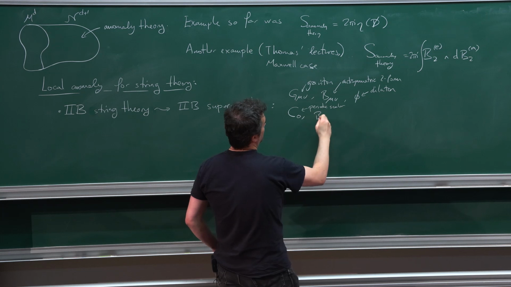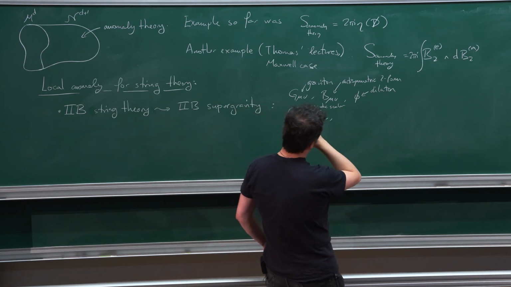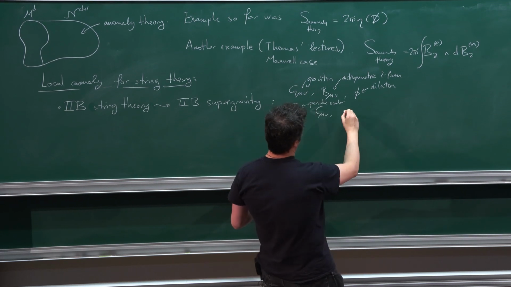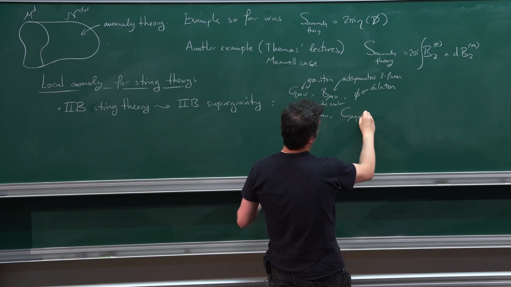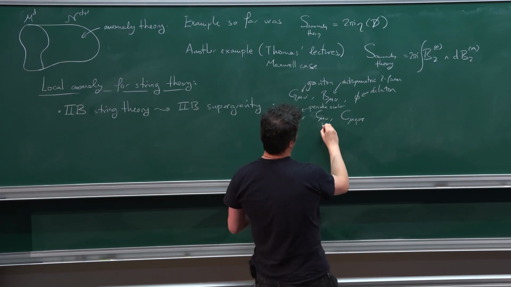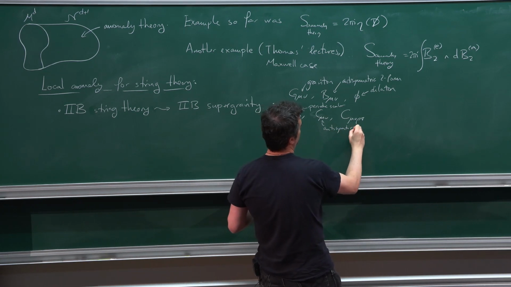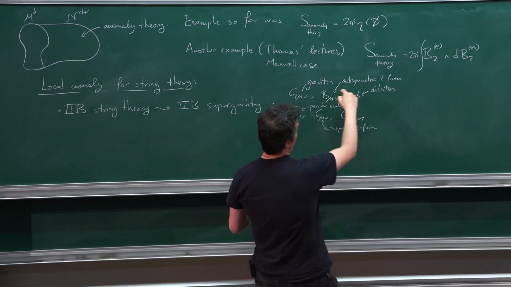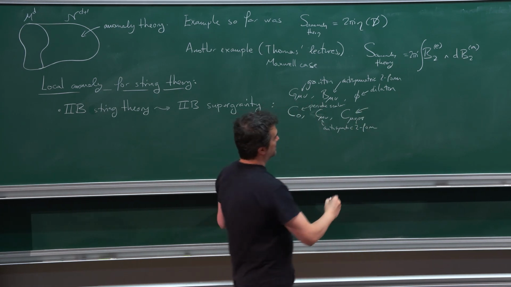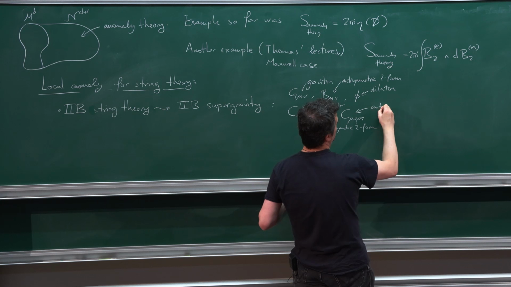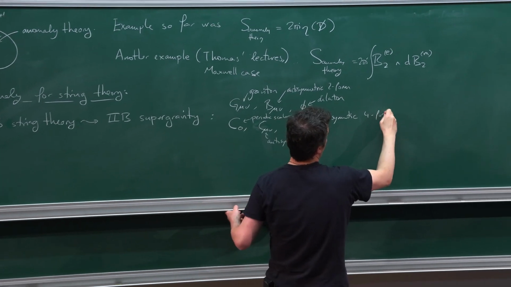There's also a C mu nu. And the star of the show today will be the next one, C mu nu rho sigma. So this is an antisymmetric two-form, which is closely related to this one. And this one here is an antisymmetric four-form connection.